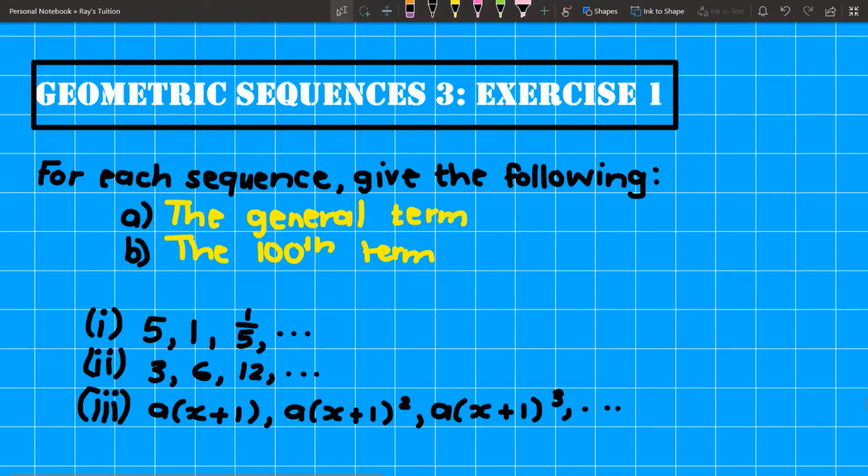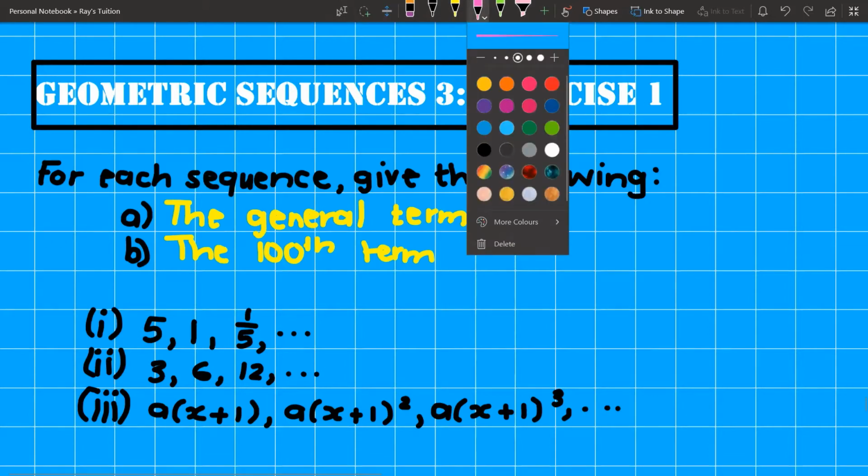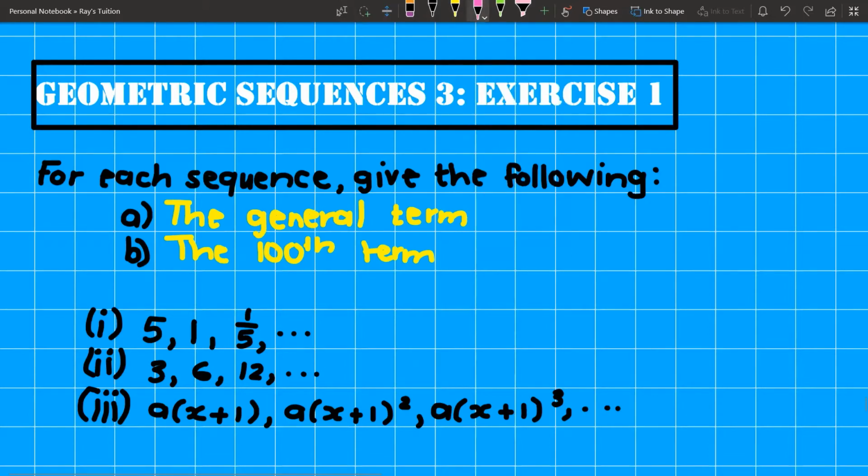We have three geometric patterns over here, and for each of them, we have to find the general term and the 100th term. Let's start with the first one. I encourage you to pause this video and attempt it by yourself before watching the solution. The first one, I'm going to write it over here. For number one, we have 5, 1, and a fifth.